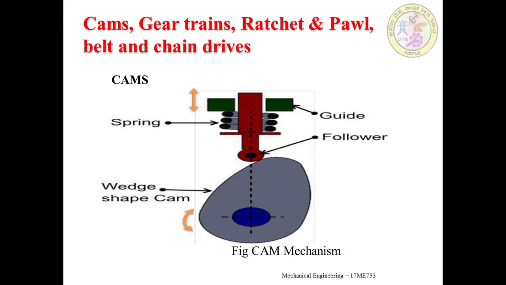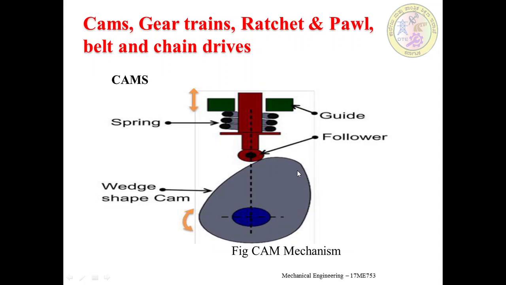There are two links, namely the cam itself, which acts as the input member, and the other link that acts as the output member, called the follower. This entire portion is the cam, and this portion is the follower.